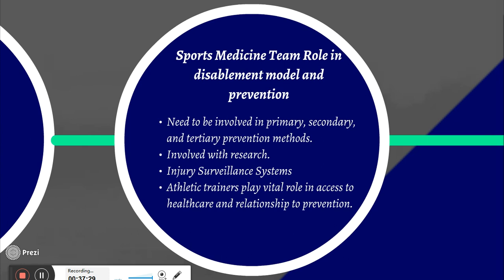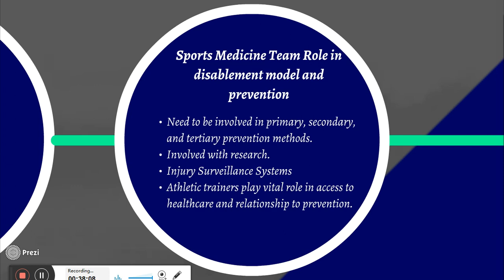So the sports medicine team plays a crucial role in the disablement model and prevention. The sports medicine team needs to be involved in the primary, secondary, and tertiary prevention methods in order to help patients with their disability and to prevent disabilities. The sports medicine team needs to be involved with research and with injury surveillance systems, collecting data together to understand where these injury mechanisms are coming from.